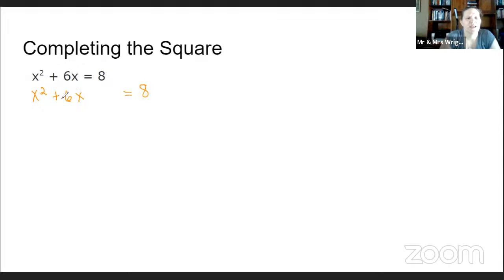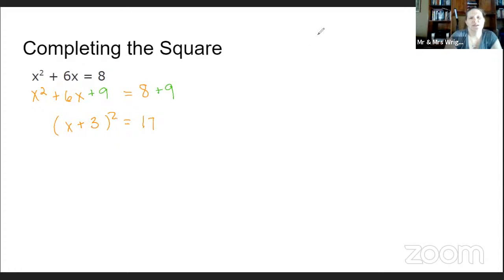So let's think of this. Half of 6 is 3. Square 3 is 9. So I'm going to add 9 to both sides. Right? And then I know this is going to be x, my plus here is plus 3 equals 8 plus 9 is going to be 17. Got my squared in there.